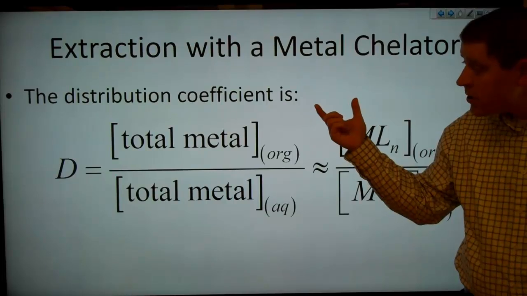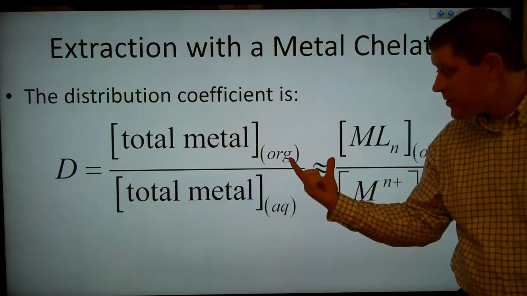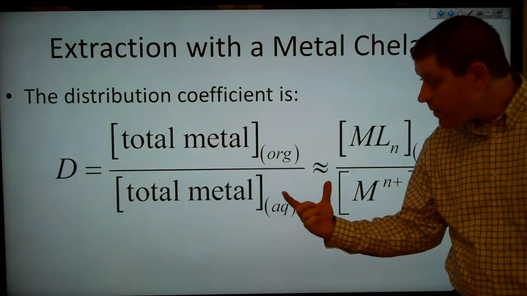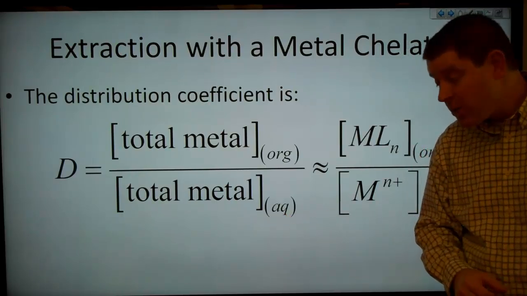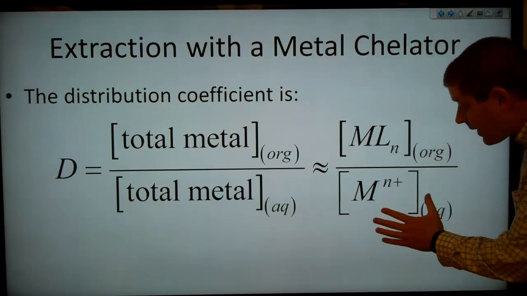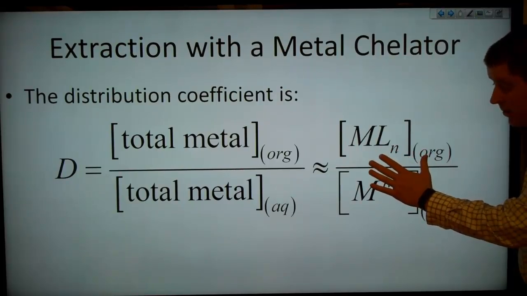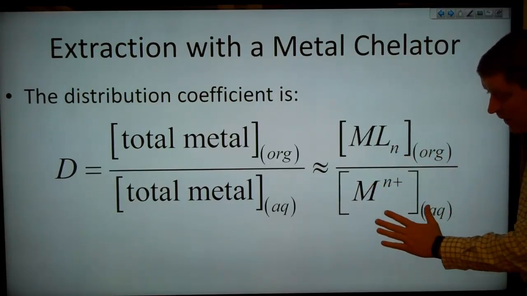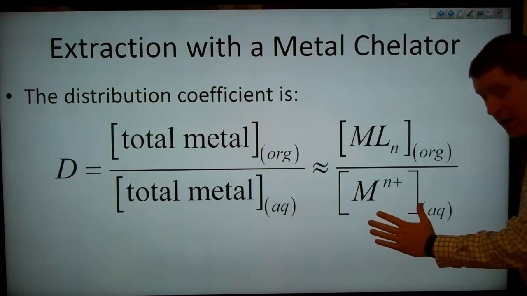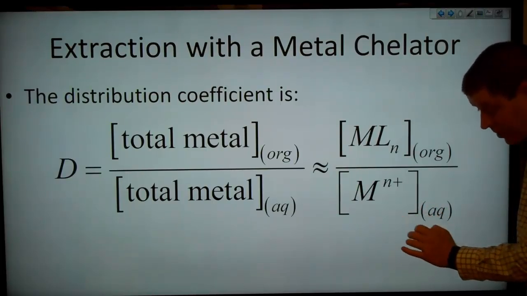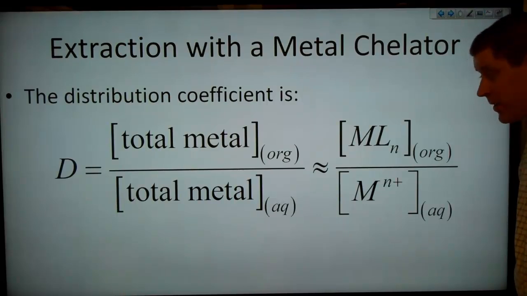And then that distribution coefficient is the total metal concentration in the organic phase divided by the total metal concentration in the aqueous phase. And that's going to be approximately equal to the concentration of our metal ligand complex in the organic phase divided by the concentration of our metal ion not complexed in the aqueous phase.